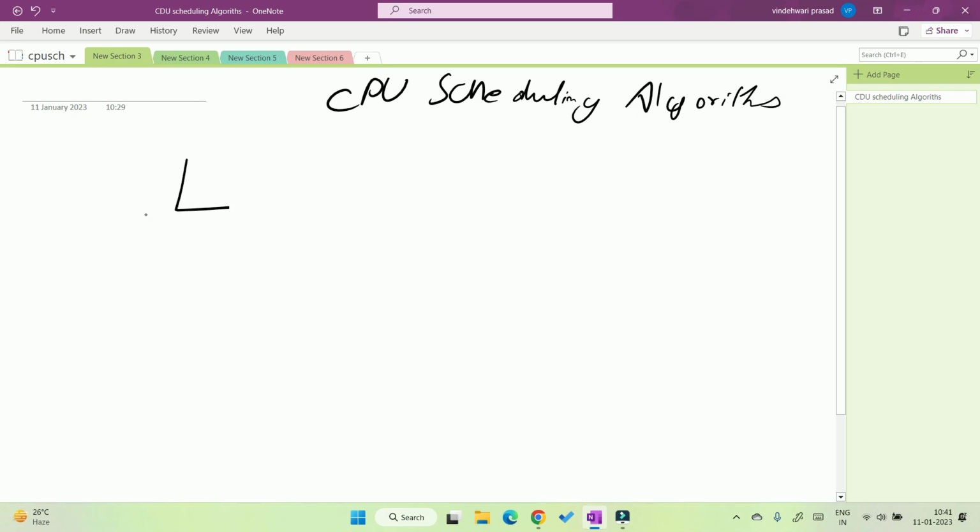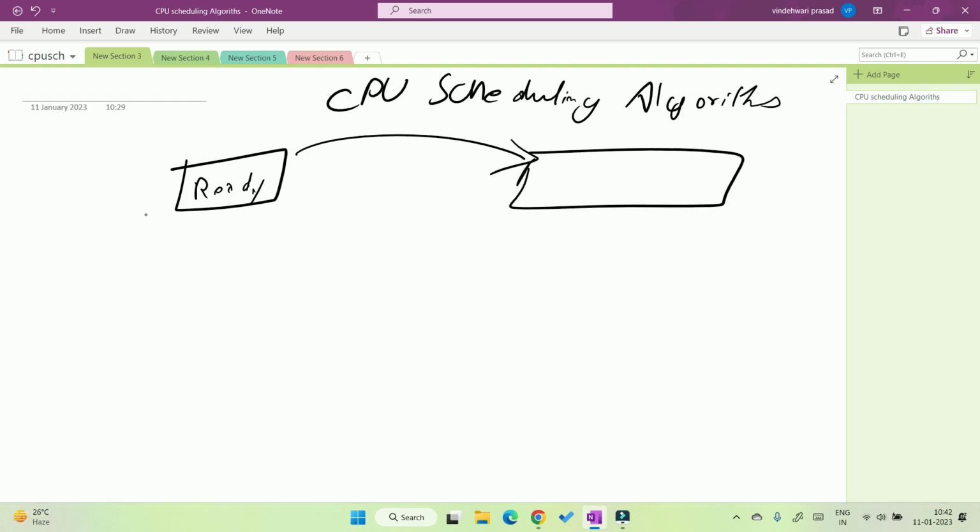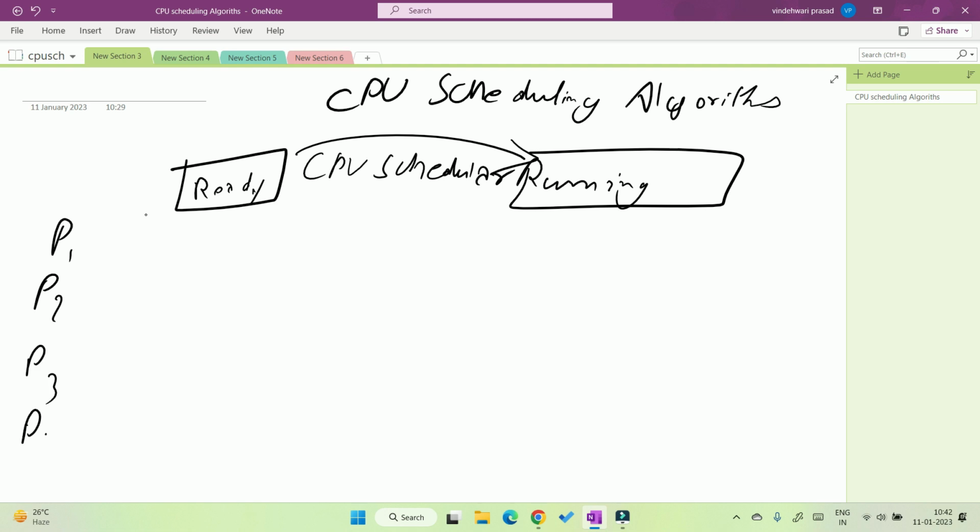So till now we have seen that there are lots of processes in the ready queue and they have to go to a running state. This happens with the help of the CPU scheduler. On which basis does the CPU scheduler select a process and take it to the running state? If there are processes P1, P2, P3, P4 present here, on which basis does the CPU select these processes?